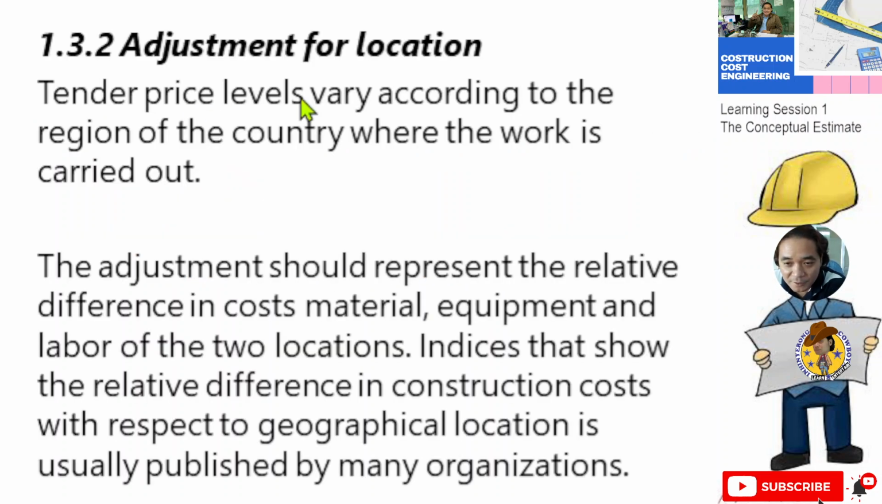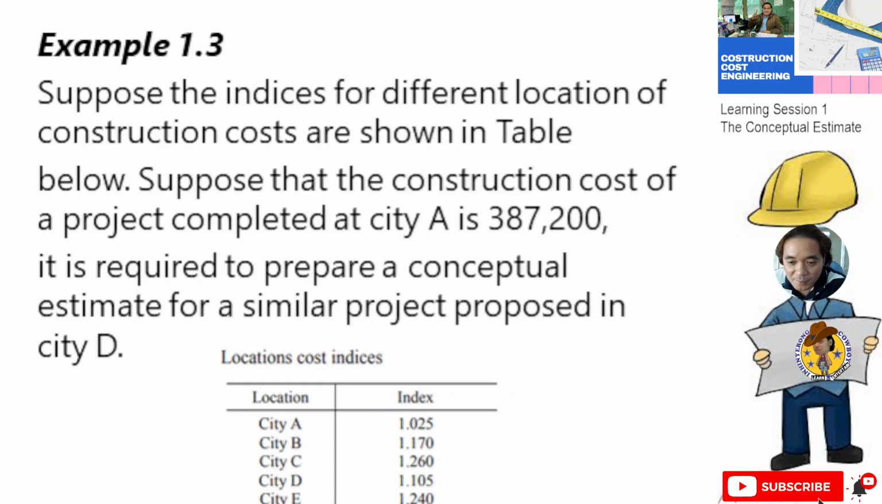Next we have adjustment for location. Tender price levels vary according to the region of the country where the work is carried out. The adjustment should represent the relative difference in cost of material, equipment, and labor between locations. Indices that show the relative difference in construction costs with respect to geographical location are usually published by many organizations. So we have example number 3, in terms of location. Suppose the indices for different locations of construction costs are shown in the table below.